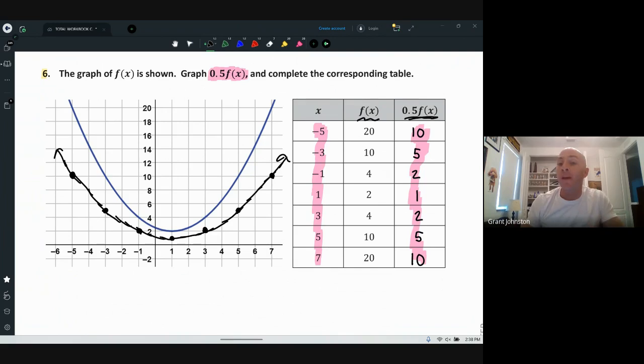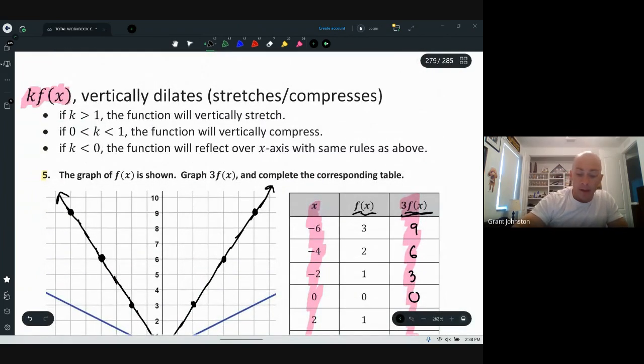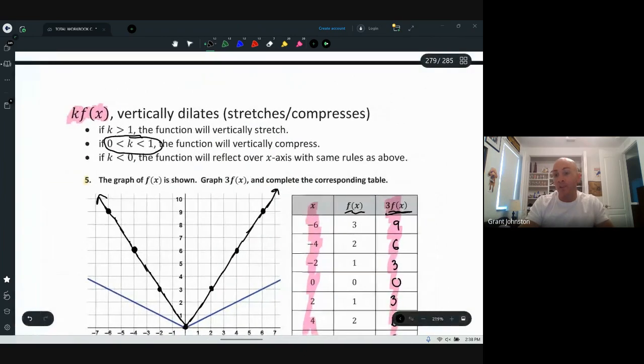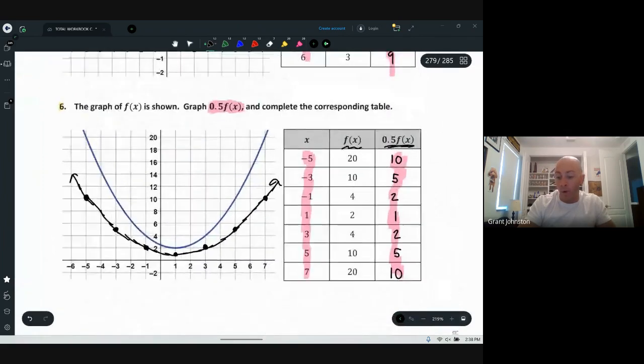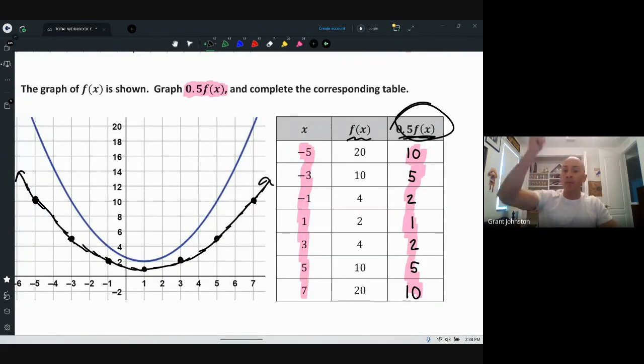And that's all because, if we look at our notes up here, that number being multiplied to f of x is between 0 and 1. That's going to show us a compression, right? If you multiply a number by a decimal less than 1, it's going to get smaller, right? So that's why we see the y values, the dependent variable, get smaller, hence the compression.